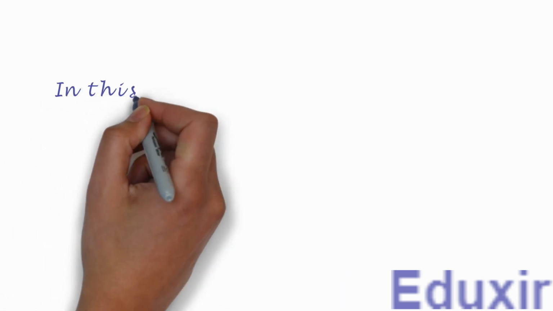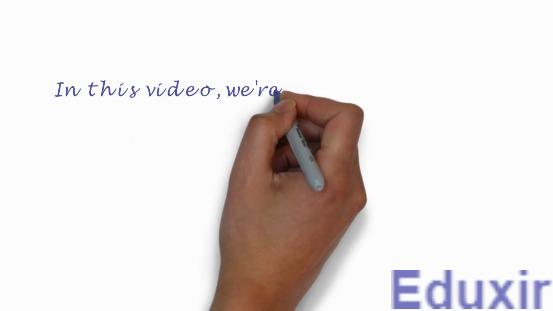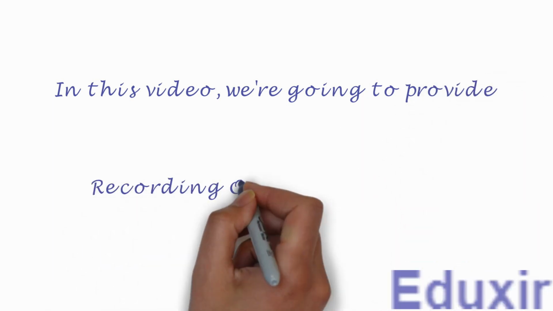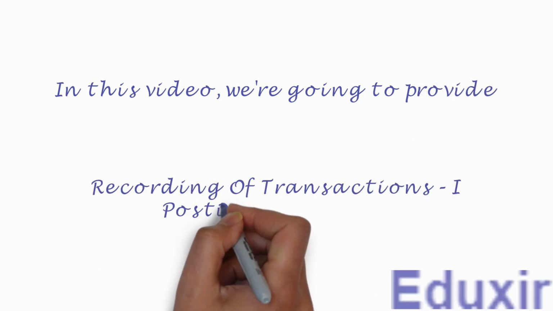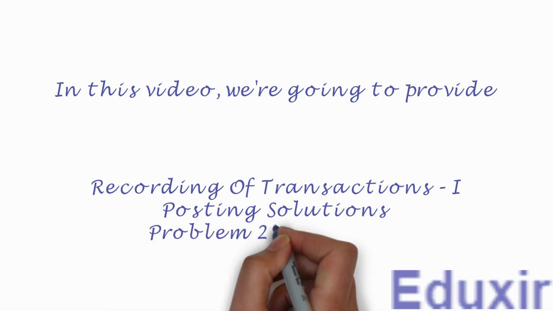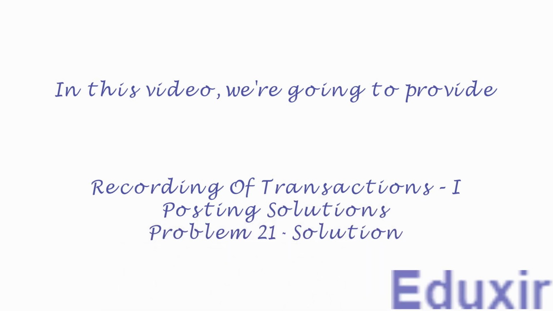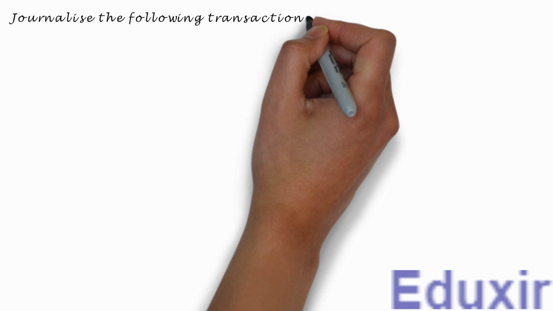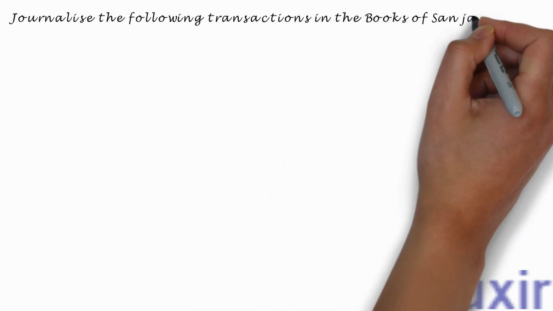In this video, we are going to provide recording of transactions 1, posting solutions, problem 21 solution. The problem statement is as follows. Journalize the following transaction in the books of Sanjana and post them into ledger.